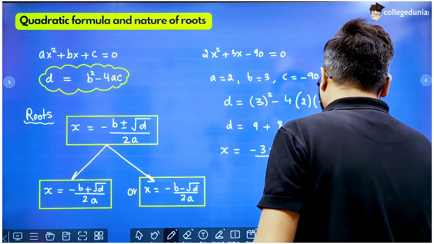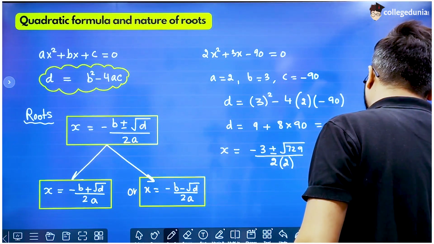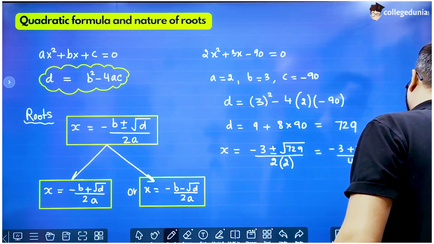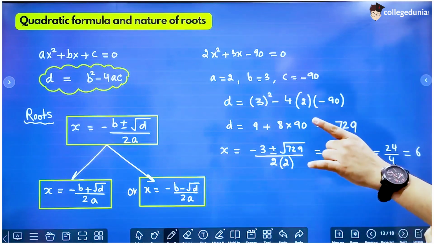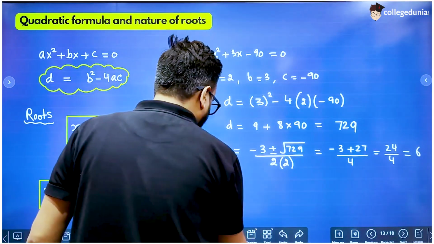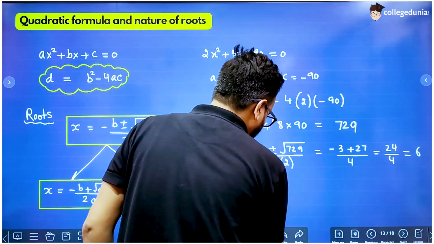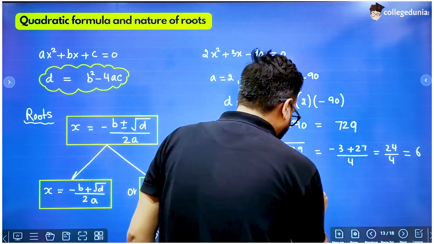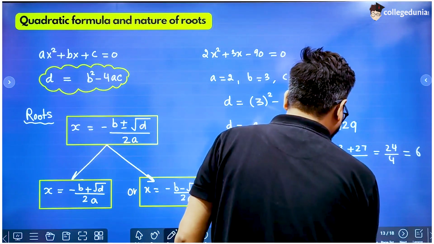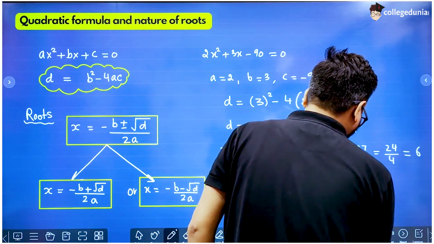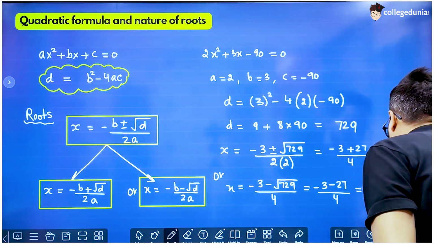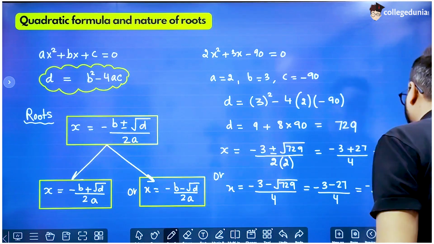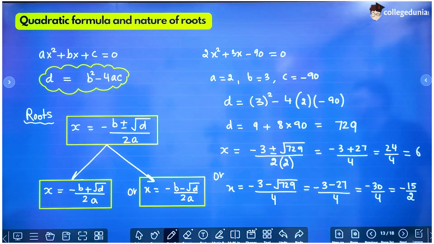So minus 3 plus 27 by 4, that is 24 by 4. So one answer is 6, and one root was 6, and the other root is minus b minus root D by 2a, minus 3 minus 27 by 4, which is minus 30 by 4, which is minus 15 by 2, and the other root was minus 15 by 2.